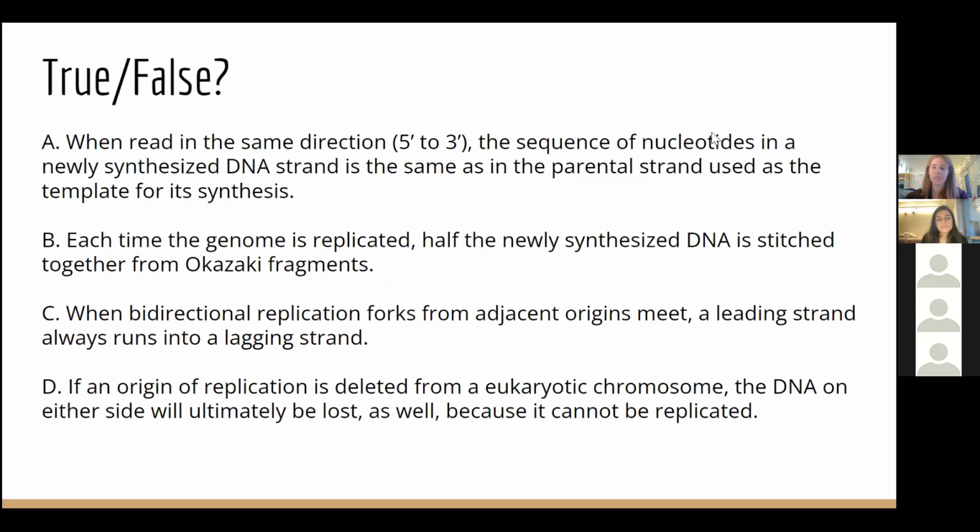So for A or C, does anyone have any questions before we move on to D? I know that this directionality stuff is kind of tricky. It's one of the harder parts of this unit.